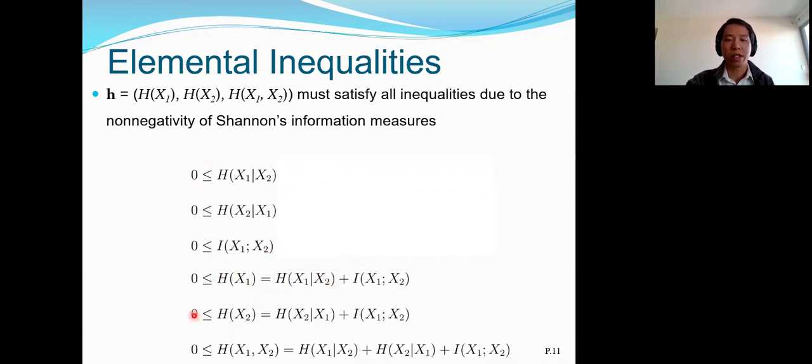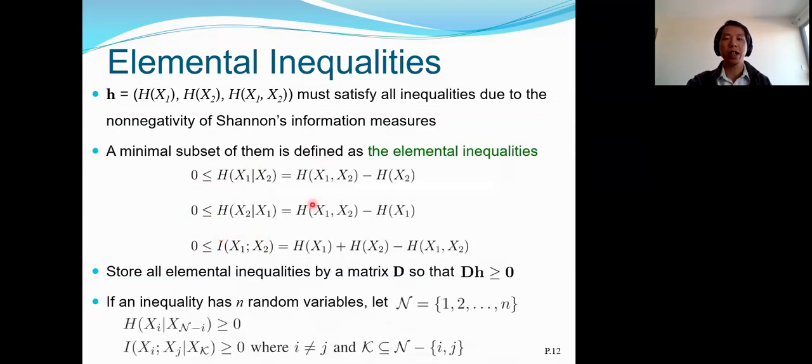So in other words, this is not a minimal set. And to save computational resources, we want to use the minimal set and put it into the computer. So that's why in this example, we will consider only the first 3. And we call them the elemental inequalities because they form the minimal subset of all the inequalities due to Shannon's information measures.